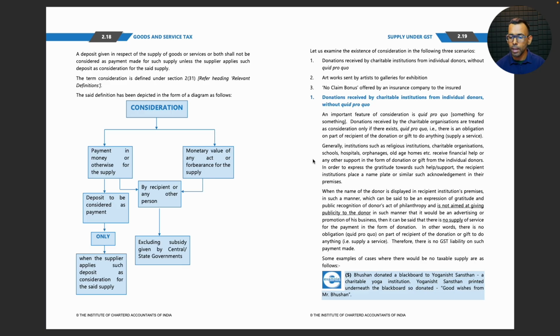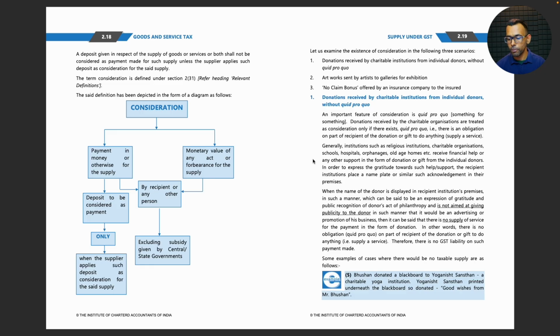In order to express the gratitude towards such help or support, the recipient institutions place a name plate or such acknowledgement in their premises. When the name of the donor is displayed in recipient institution's premises in such a manner which can be said to be an expression of gratitude and public recognition of donor's act of philanthropy and is not aimed at giving publicity to the donor in such manner that it would be an advertising or promotion of his business, then it can be said that there is no supply of service for the payment in the form of donation. In other words, there is no obligation on part of recipient of the donation or gift to do anything. Therefore, there is no GST liability on such payment made.